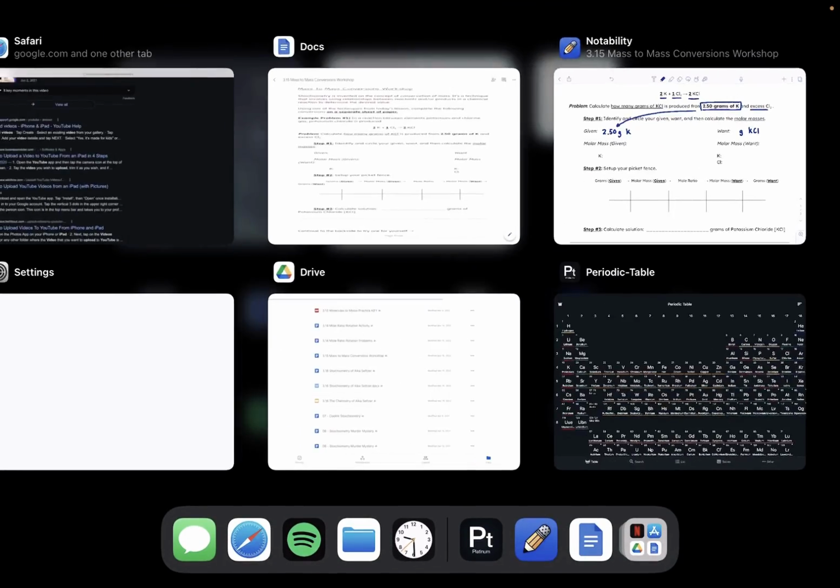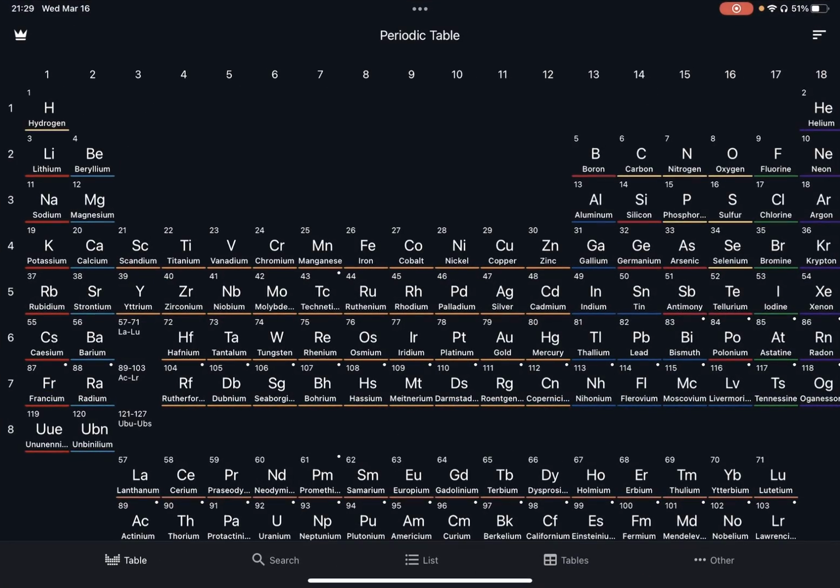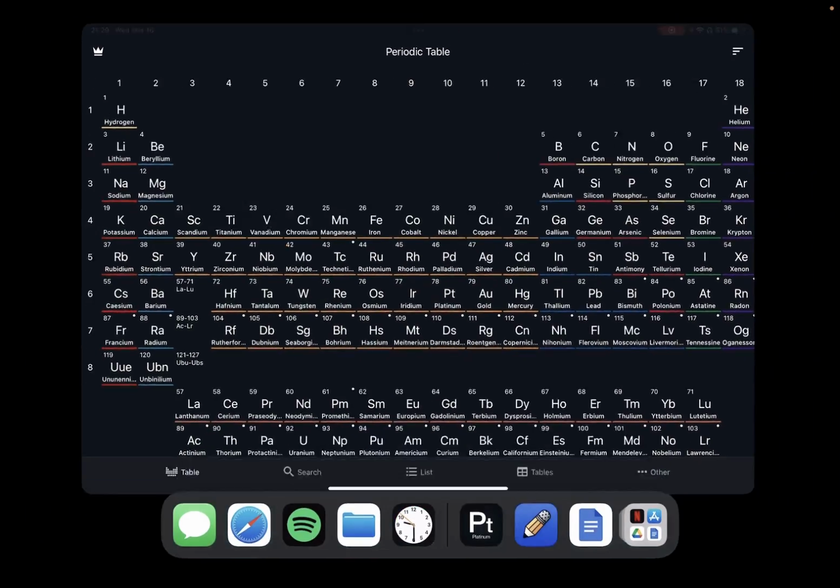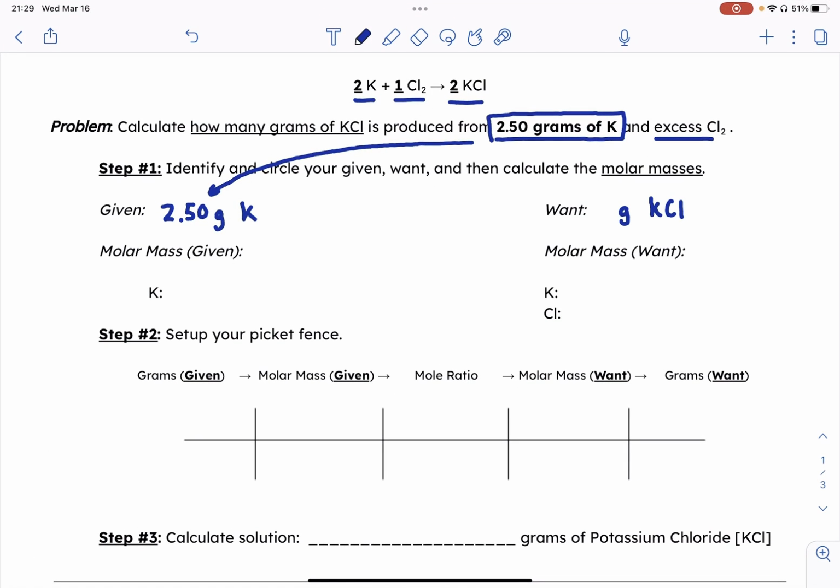So let's go ahead, and I have my periodic table right here. Let's look up the atomic weight of potassium. So potassium is 39.09. The units are grams per mole. Now it's just 39.09 since it's just 1 part potassium.